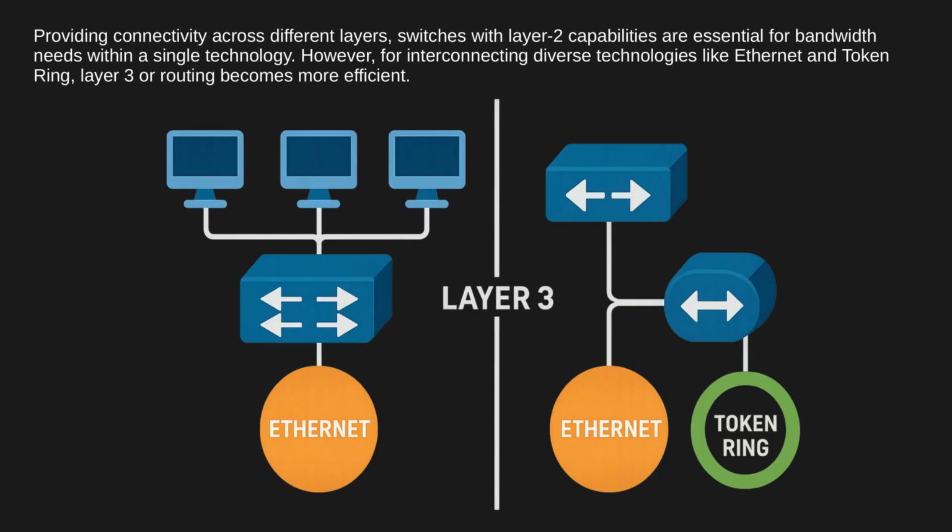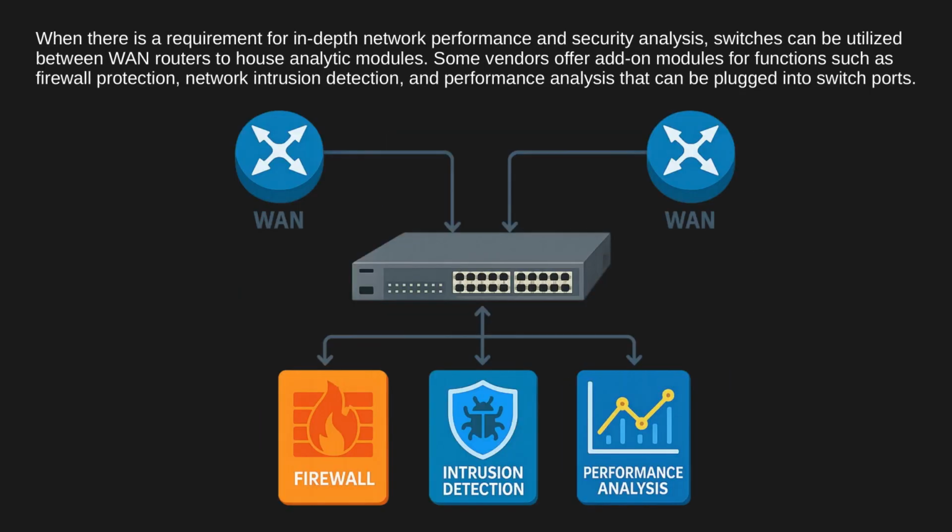Providing connectivity across different layers, switches with Layer 2 capabilities are essential for bandwidth needs within a single technology. However, for interconnecting diverse technologies like Ethernet and token ring, Layer 3 or routing becomes more efficient. When there is a requirement for in-depth network performance and security analysis, switches can be utilized between WAN routers to house analytic modules. Some vendors offer add-on modules for functions such as firewall protection, network intrusion detection, and performance analysis that can be plugged into switch ports.